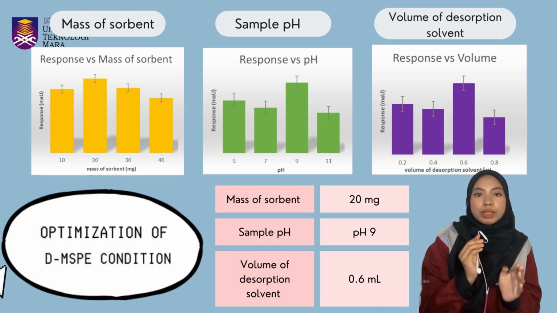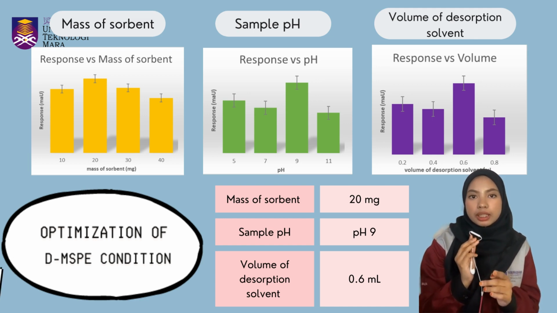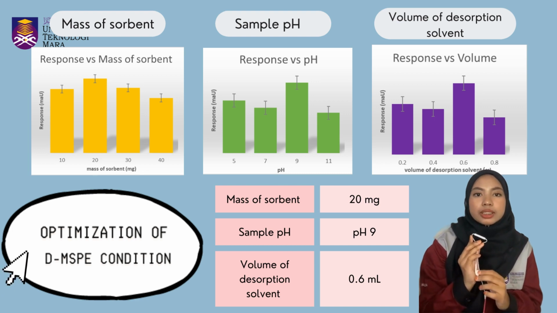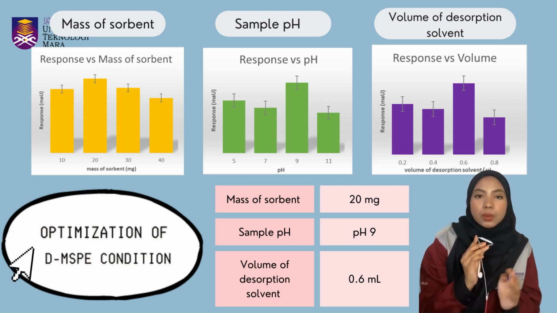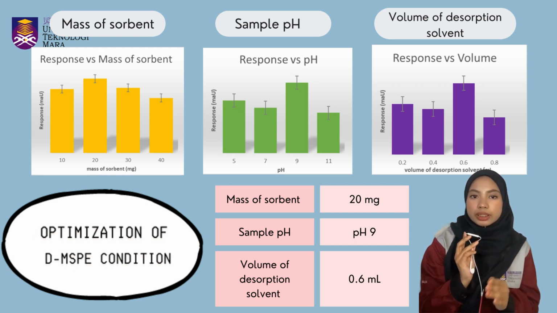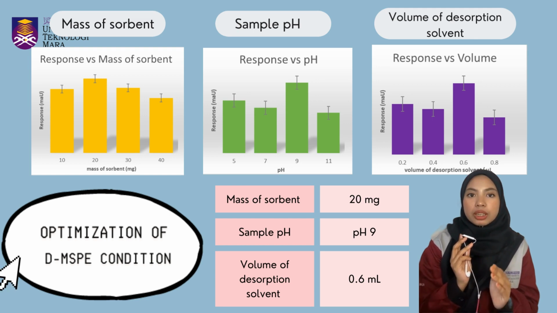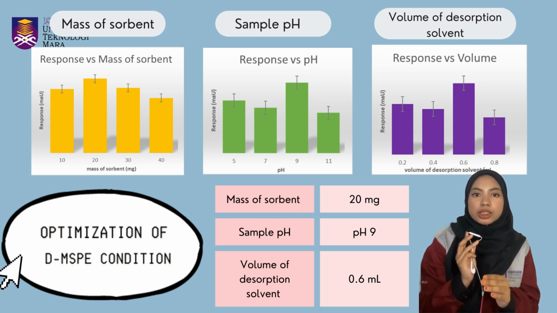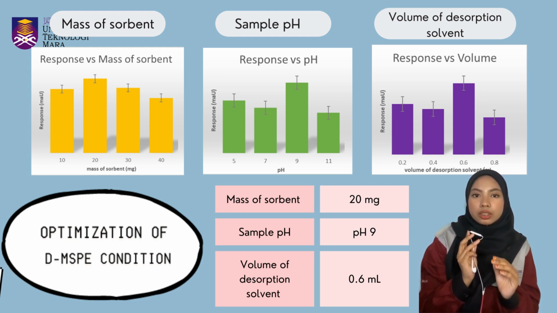Ultimately, the optimized volume of desorption solvent is 0.6 ml with maximum peak area compared to other volumes. This is due to the enhancement of hydrocortisone extraction recovery. When the volume of desorption solvent increased to 0.8 ml, the chromatography peak began to drop due to increased attraction of hydrocortisone to aqueous solution caused by a decrease of polarity, resulting in a reduced hydrocortisone extraction recovery.